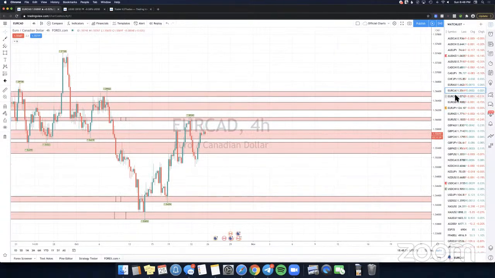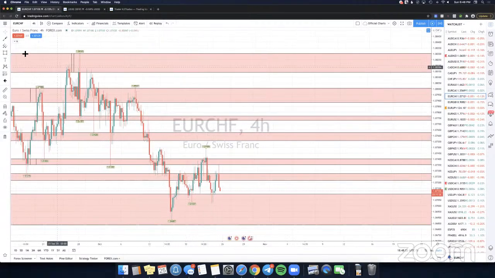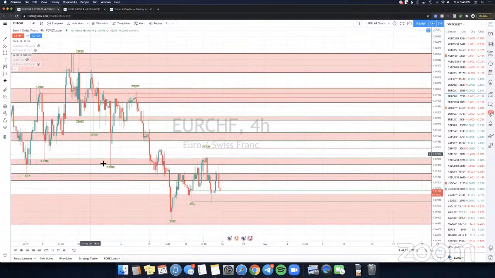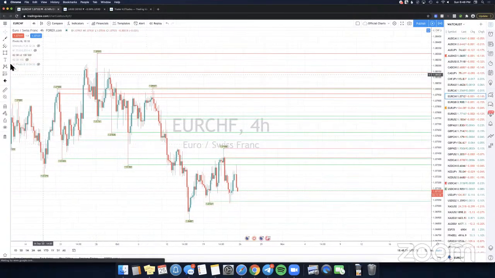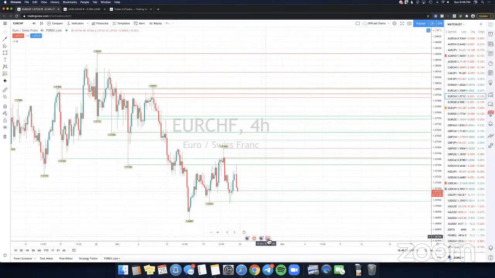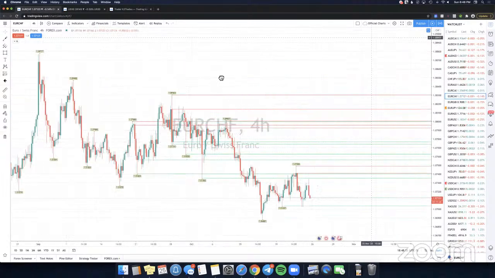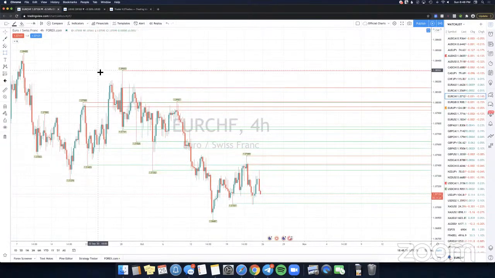So that's it for Euro CAD. Euro CHF right here. Let me make sure that they line up. So the zones here look new as well, so we're just going to draw brand new zones. Zoom out of here. Draw that.